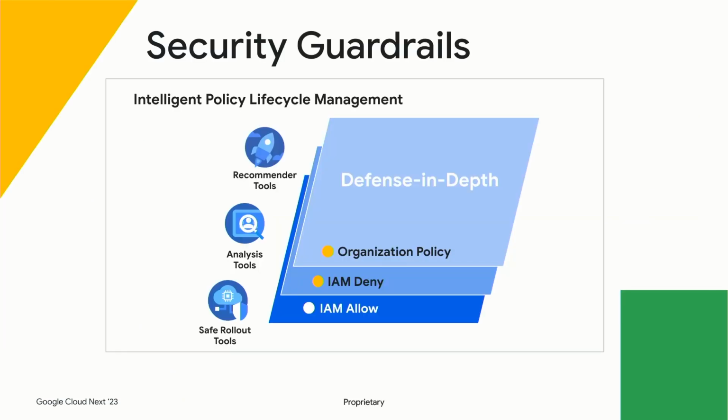So let's talk some security guardrails, right? Defense in depth. Security is like an onion. That's why it makes you cry. But what you're doing is going from the inside out with defense in depth, right? So you're going to use a combination of IAM allow policies, IAM deny policies, and also organization policies. And the way you can refine these, you're going to use your Policy Intelligence suite, which is going to help you identify how you can nail those down, right? How you can get them really tight.